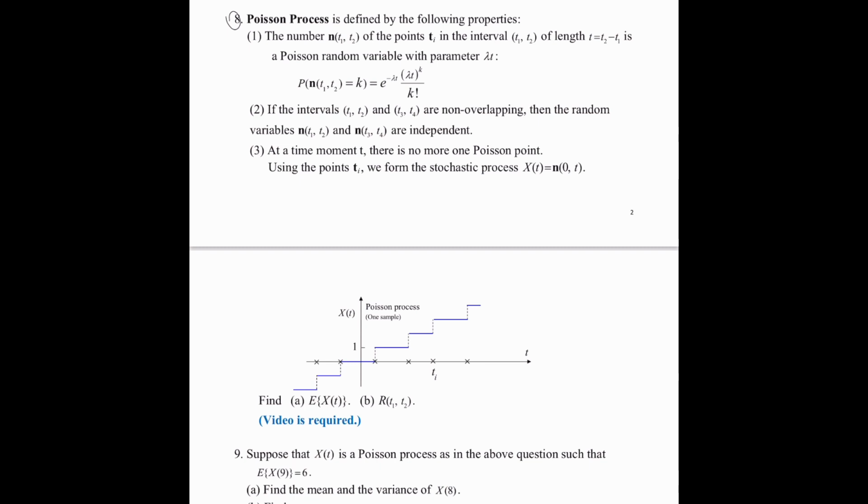3. At a time moment t, there is no more than one Poisson point. Using the points ti, we form the stochastic process x(t) = n(0, t). Find A, E of x(t), and B, R(t1, t2).